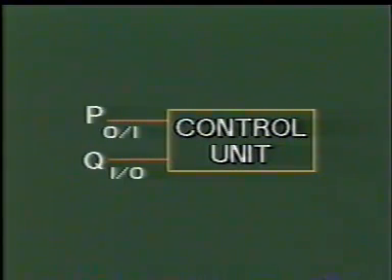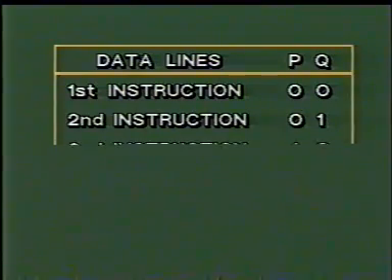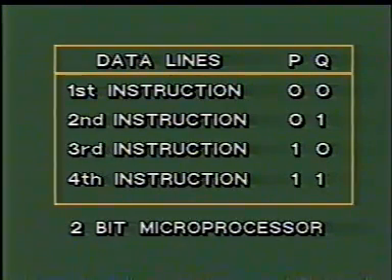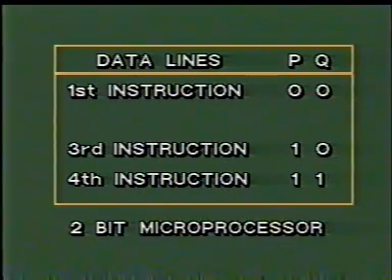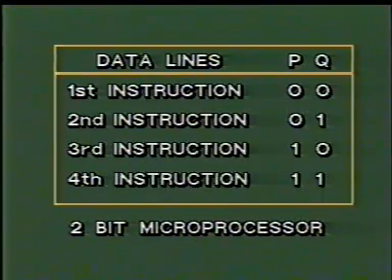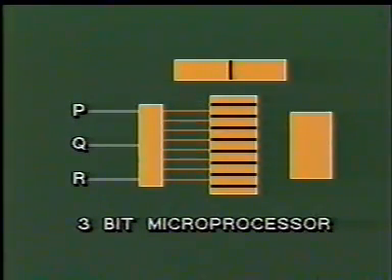In the above case, since we are giving our instructions through only 2 lines, P and Q, which are known as data lines, we can have at the most 4 unique combinations or 4 instructions. First instruction, 0, 0. Second instruction, 0, 1. Third instruction, 1, 0. And fourth instruction, 1, 1. Microprocessor is the extension of this principle. If we have 3 lines, we can have 8 different combinations or instructions.